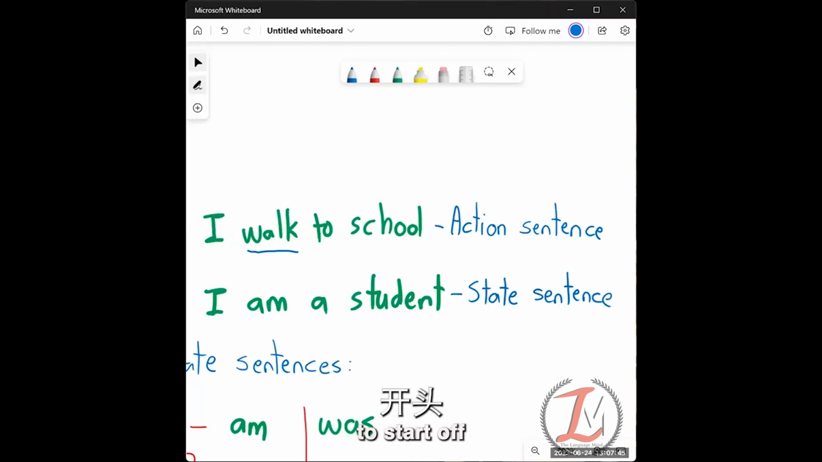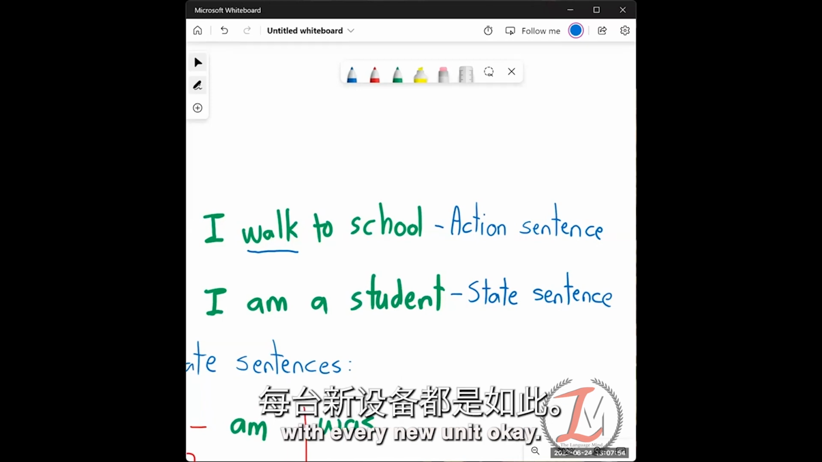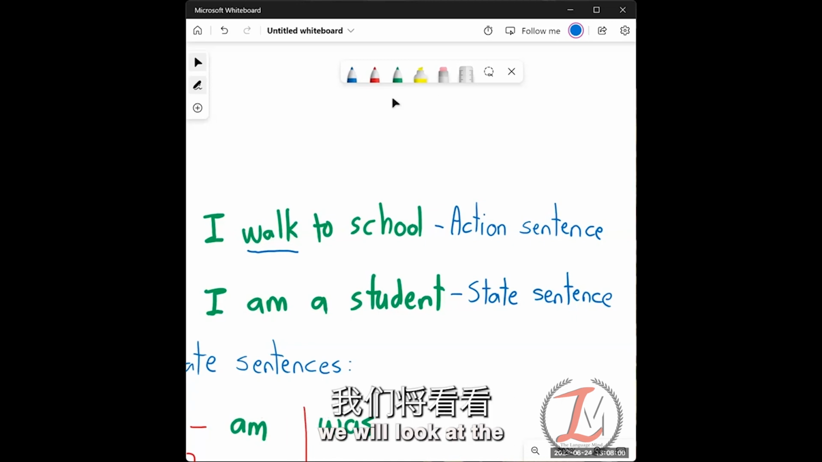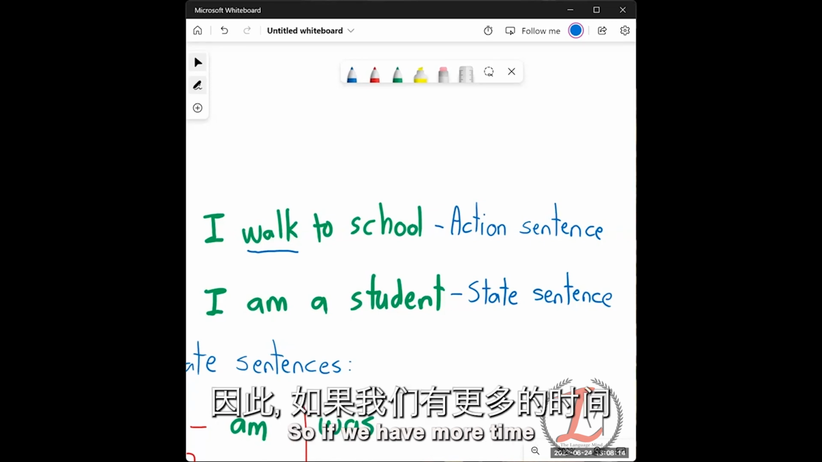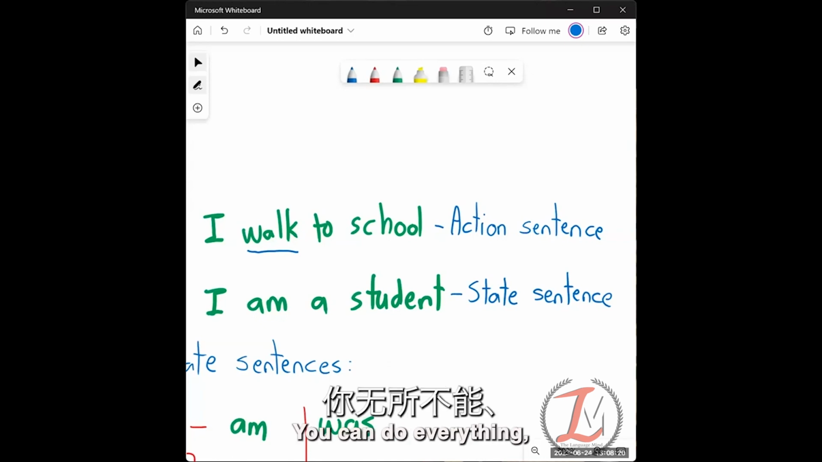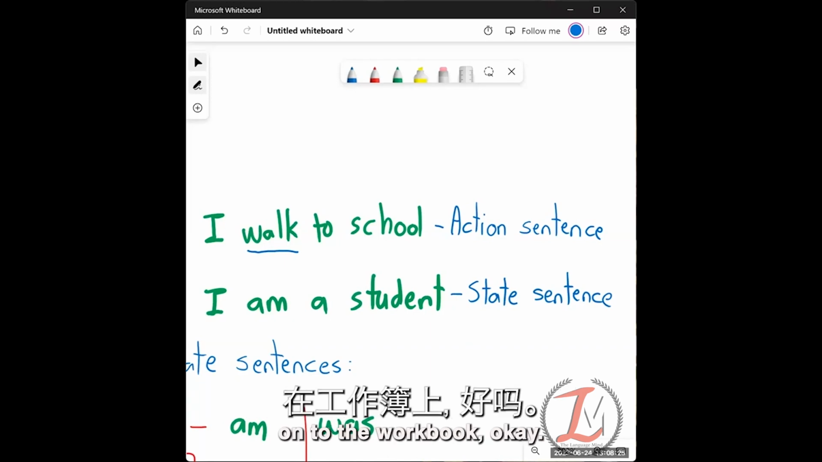Okay, since we are going to start off with unit 1 here, we're going to look at the basics. Before we continue with every new unit, we will look at the grammar points for that particular unit. We look at some of the grammar points, and then we try to practice while we are going through the unit itself. If we have more time, and most of the time we will because it's pretty simple and easy, you can do everything faster. When that happens, we just move on to the workbook.